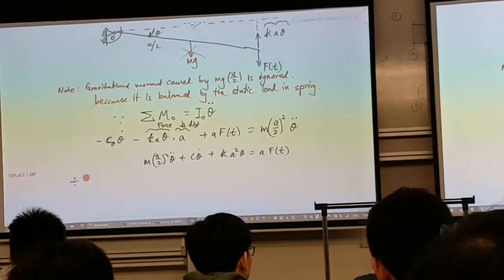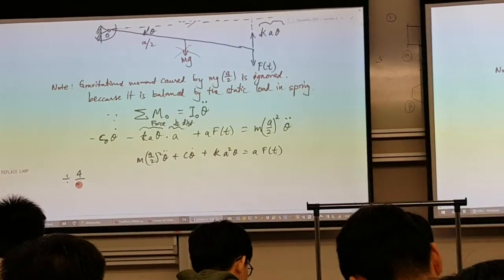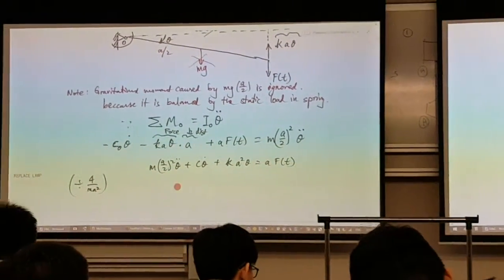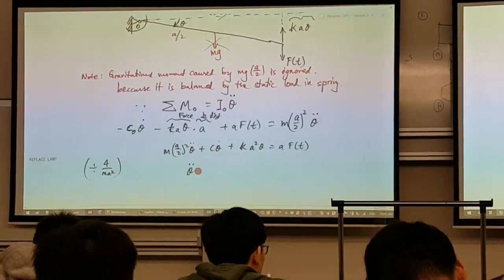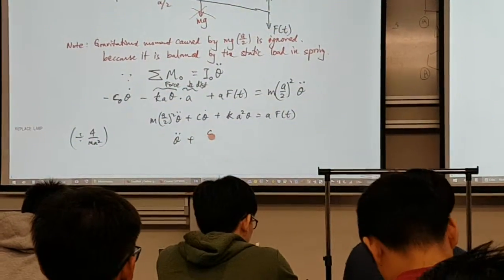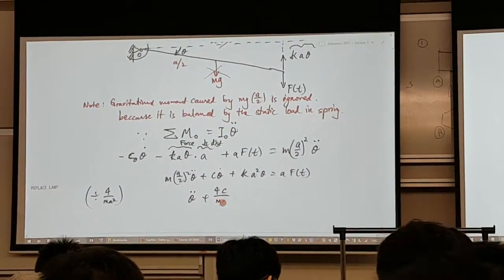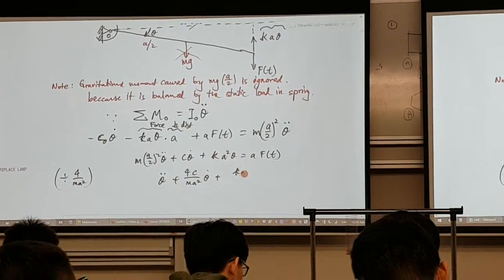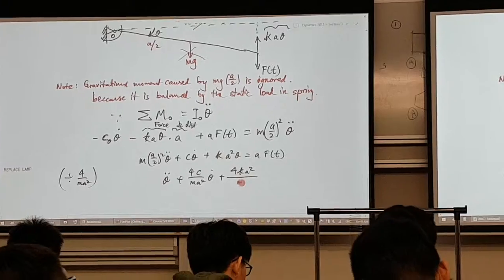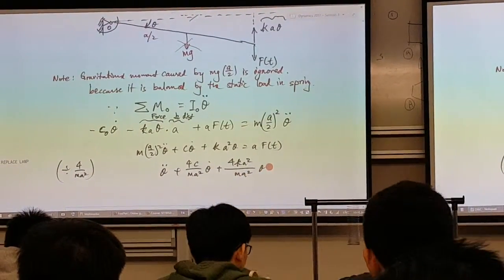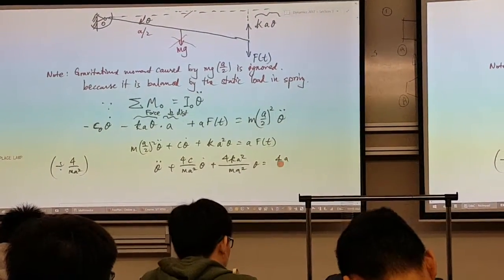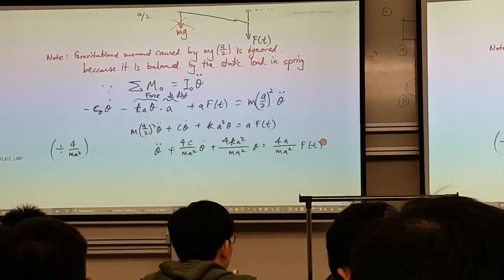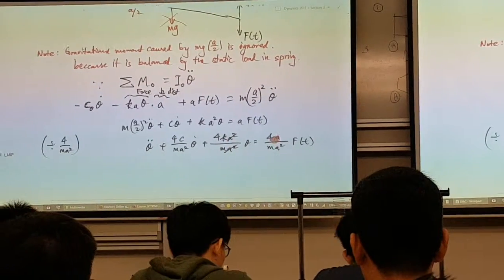Next thing, I'll divide by ma squared over 4. Right? Divide throughout by ma squared over 4. So I'm going to get theta dot dot plus c over ma squared theta dot plus a squared 4 divided by ma squared theta equal to 4a over ma squared F at t. So I can simplify this.